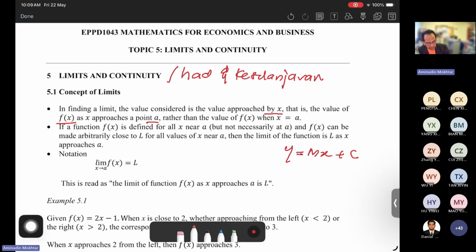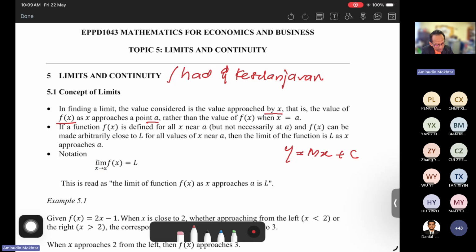We need to determine the value of x. That's why in this topic, limit and continuity, especially in terms of limit, we want to find what happened to y when x approach a certain value. For example, when x approach 10, what happened to the function? What is the value that will be approached by f(x) or y in terms of limit. That's why if you refer to this definition, the value considered is the value approached by x.